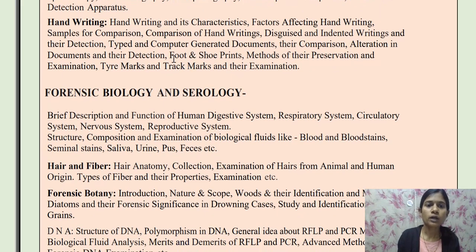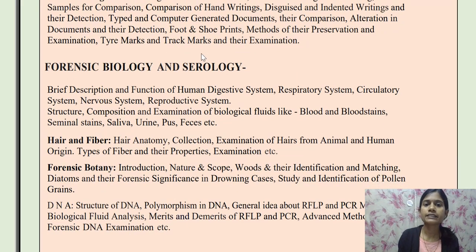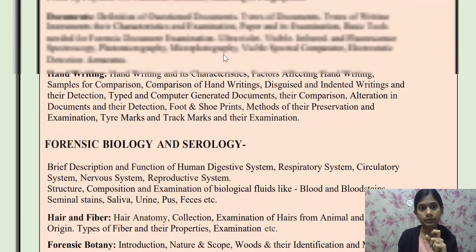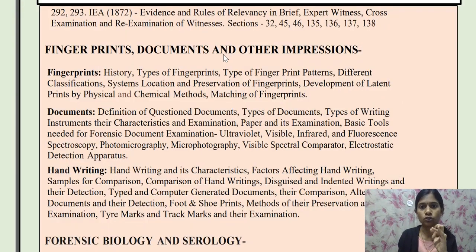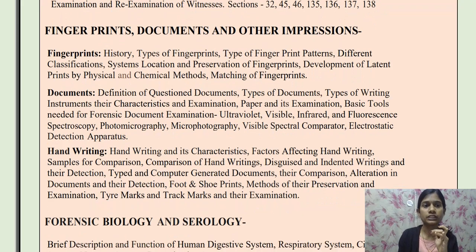Up to here it is handwriting, and there is also the impressions part. Impressions are prints: footprints, shoe prints, and methods of their preservation. If we get any shoe print or footprint at the crime scene, how to preserve it and how to examine it. Then tire marks and track marks and their examination, in the same way as foot and shoe prints: how to collect them, preserve them, and examine them. So this is all about fingerprints, documents and other impressions.